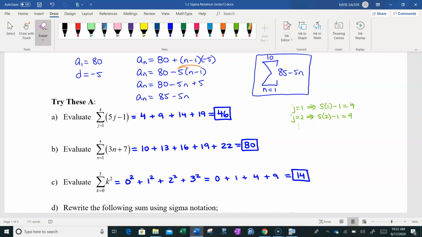They make that linear pattern where they're adding or subtracting the same number. This one's a quadratic pattern, so it doesn't have to be an arithmetic series. It can be any type of series. You just have to use the formula and go with it. And we get that the answer is 14.